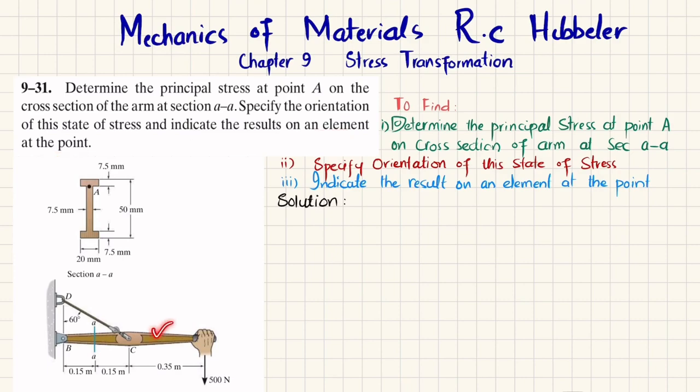So you can see this is the arm that is having a pin support at point B, and there is a rope which gives support to this arm, and there is a load of 500 Newton applied. So you have the cross section at section A shown over here, that is an I beam. So you have to find the principal stresses at point A and then specify the orientation and indicate the result on the element. So let's start with the solution.